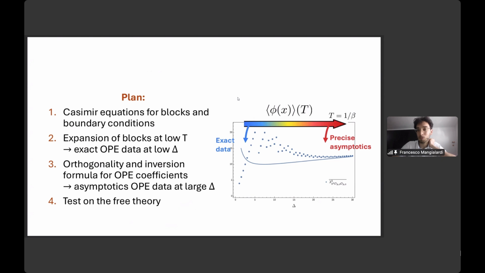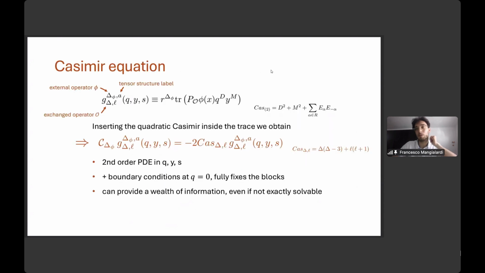If there are any questions, maybe this is a good point before I start. Okay, if not, maybe I can start by discussing the Casimir equation.